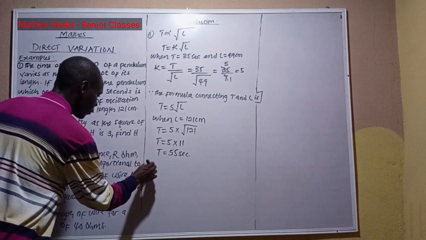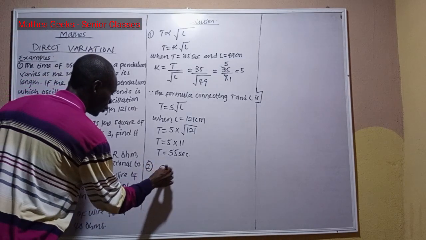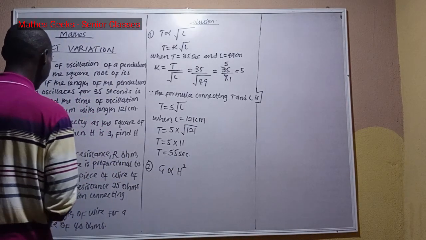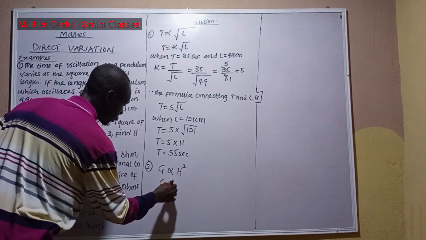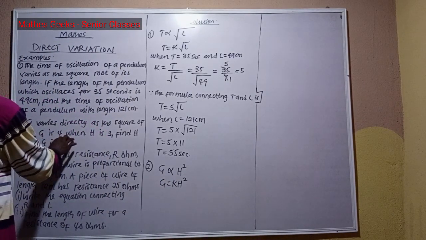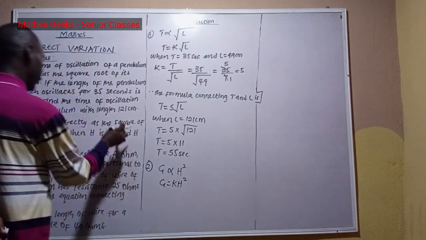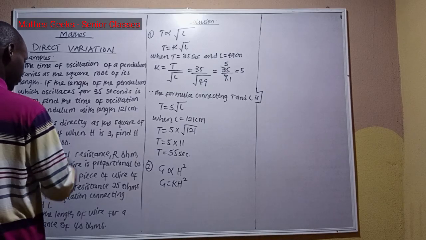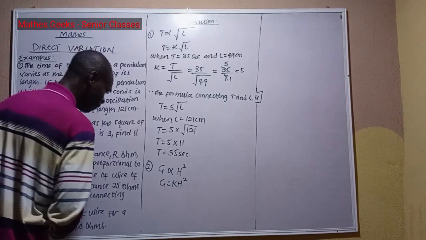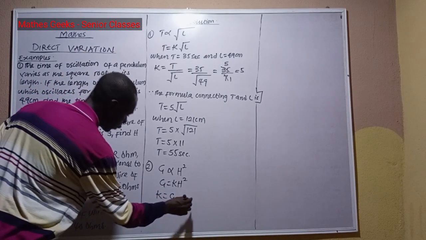Number 2. G varies directly as the square of h. G varies directly as the square of h. So G equals k h squared. If G is 4 when h is 3, that means we're going for the constant of proportionality first, before we can get h when G is 100, which is the second part of the question. So k equals G over h squared.